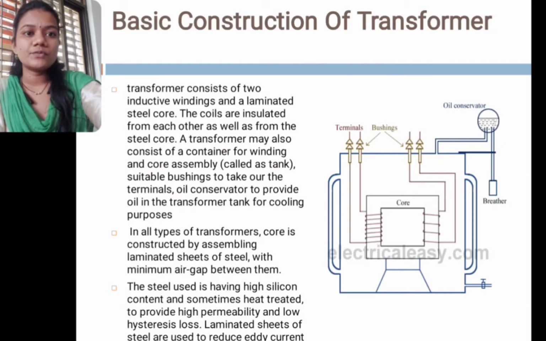In all types of transformer, the core is constructed by assembling laminated sheets of steel with minimum air gap between them. The steel used has high silicon content and is sometimes heat treated. Why are laminated sheets used? They are used to reduce the eddy current. So to reduce eddy current, laminated sheets are used.